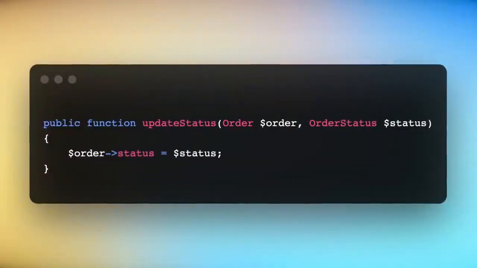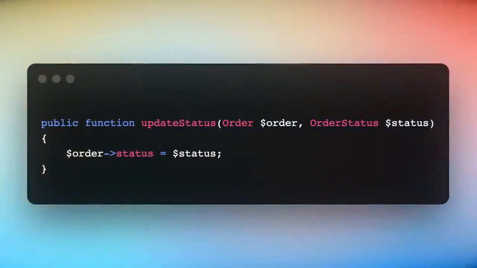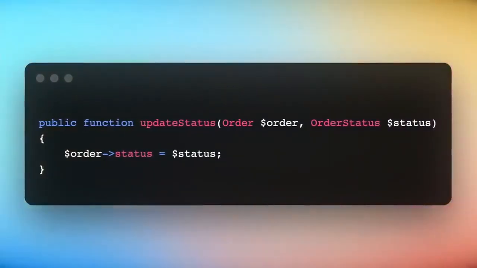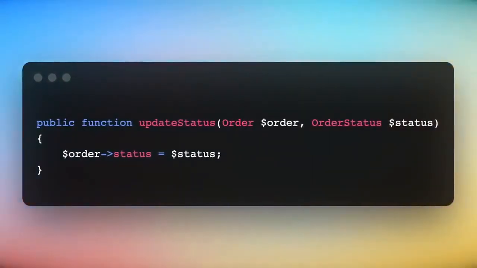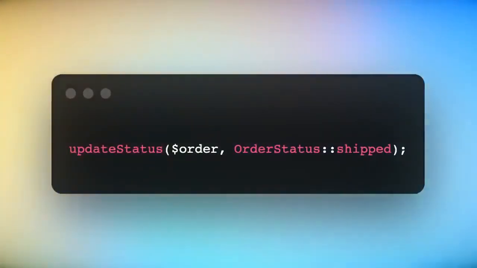class property declarations. In this example, the update status function requires a value of type order status as the second parameter. Now, when calling this function, you may pass any of the enum cases to the second parameter. If you pass anything else, PHP will error because the method expects an enum.